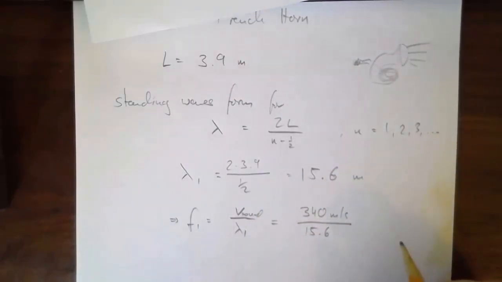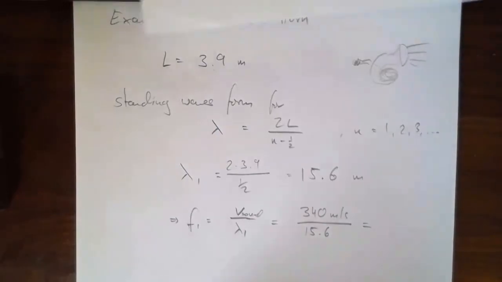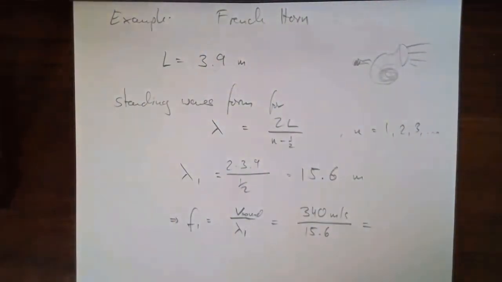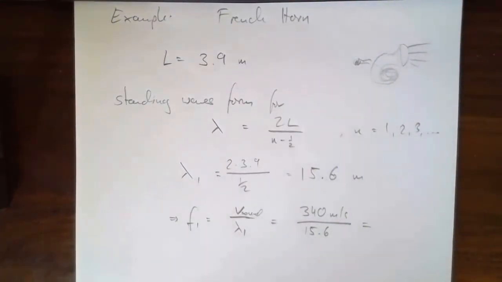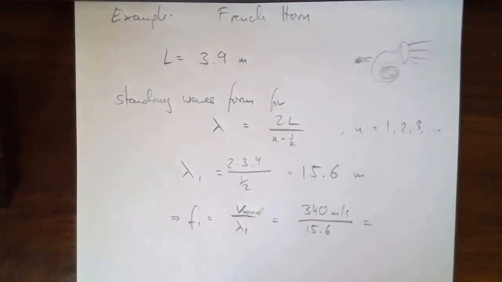Now, what does that come to? I've written down that it's 21.8. Let me just double check the math here. So I have 340, maybe you got your calculators too, divided by 15.6. Yeah, about 21.8. That seems about right. I don't know why I didn't trust my earlier calculation.